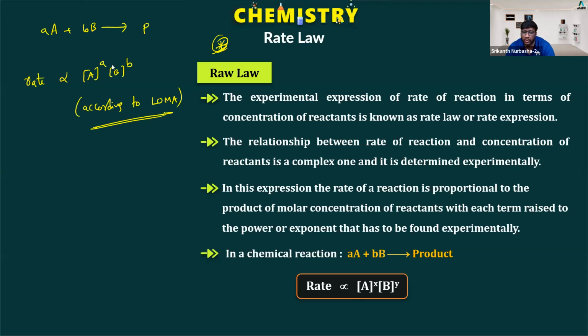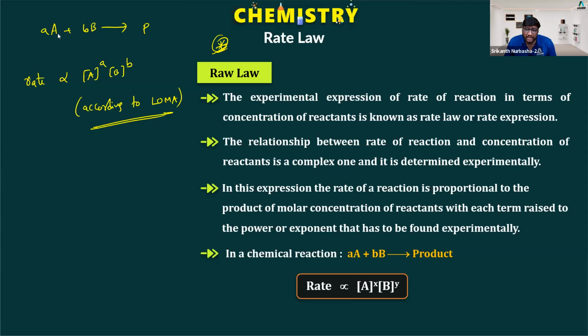But that is not true when you come to the experimental data, that is the rate law. In reality, this is an approximation, where you assume all the a moles of A and b moles of B are effectively colliding. But in reality, let us take 1 mole of A and 2 moles of B. Can we say all the 1 mole of A and 2 moles of B, all the reactants, are colliding effectively? We can't say that.